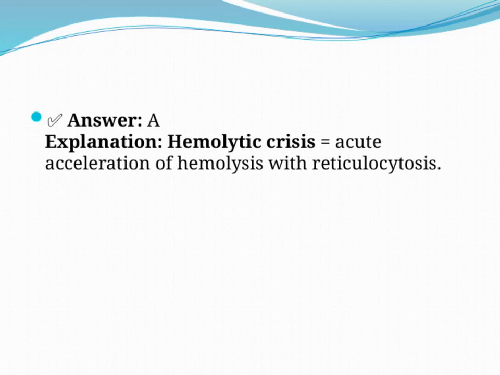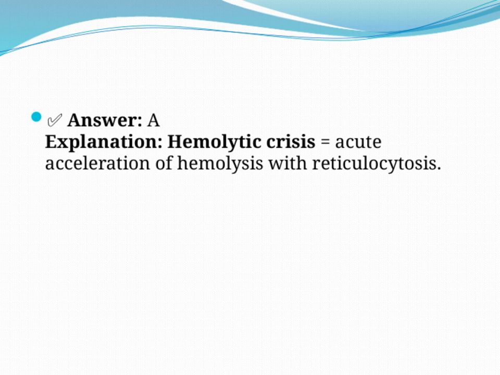Answer A. So, when we talk about a hemolytic crisis, we're referring to a sudden and rapid increase in the destruction of red blood cells. This is what we call an acute acceleration of hemolysis. And an important feature to look for during this crisis is reticulocytosis, which is an increase in reticulocytes, or immature red blood cells, indicating that the bone marrow is responding actively to the increased destruction.